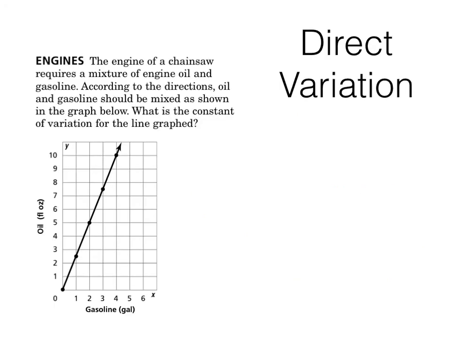Let's move on to a direct variation problem. The engine of a chainsaw requires a mixture of engine oil and gasoline. According to the directions, oil and gasoline should be mixed as shown in the graph below. What is the constant of variation for the line graph?